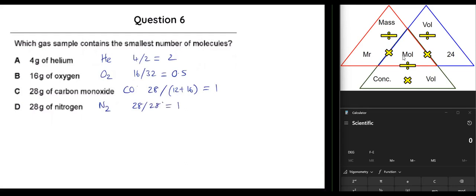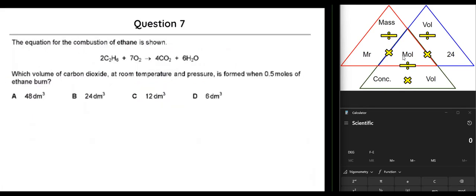So the smallest number of molecules is actually the smallest number of moles. The answer must be B, because we've only got half a mole of that. Question 7. The equation for the combustion of ethane is shown. And so we've got 2 ethanes with 7 oxygens, makes 4 carbon dioxides and 6 waters. Which volume of carbon dioxide at RTP is formed when 0.5 moles of ethane burn?